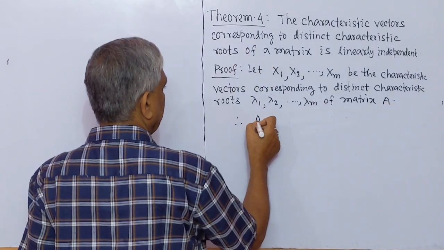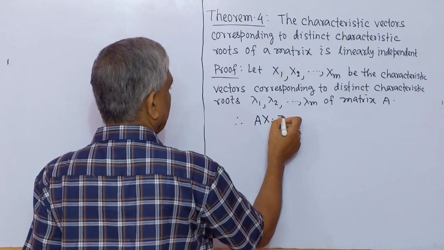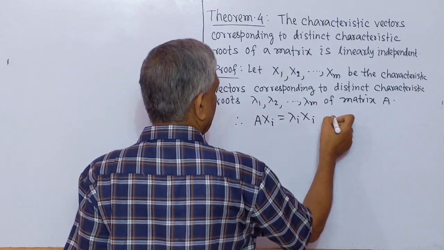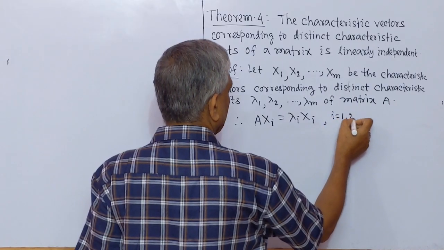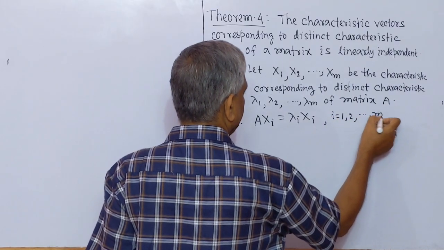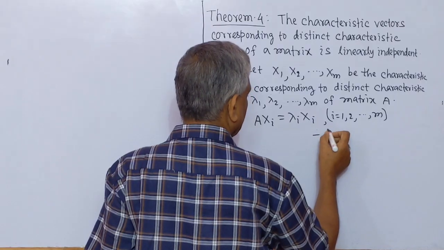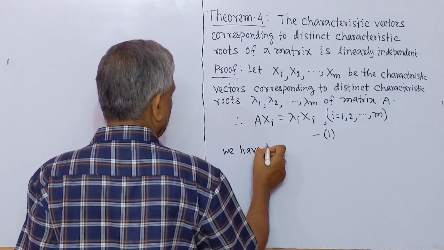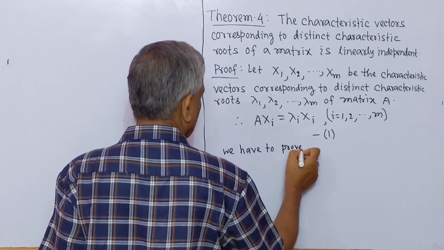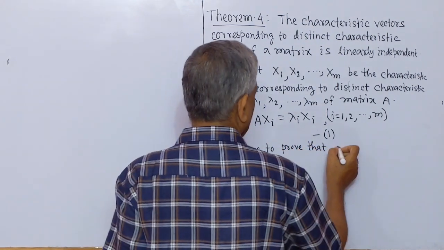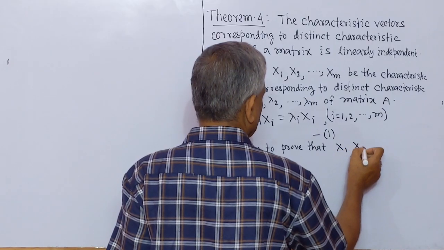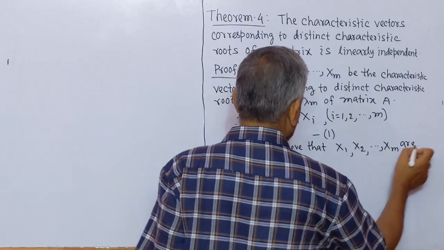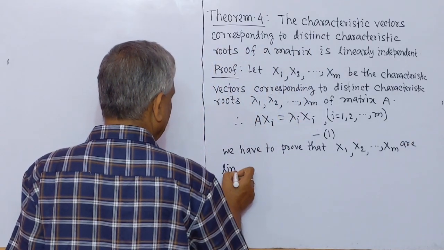Therefore, A xi equal to lambda i xi, i equal to 1, 2, ..., m. This is number 1. We have to prove that x1, x2, ..., xm are linearly independent.